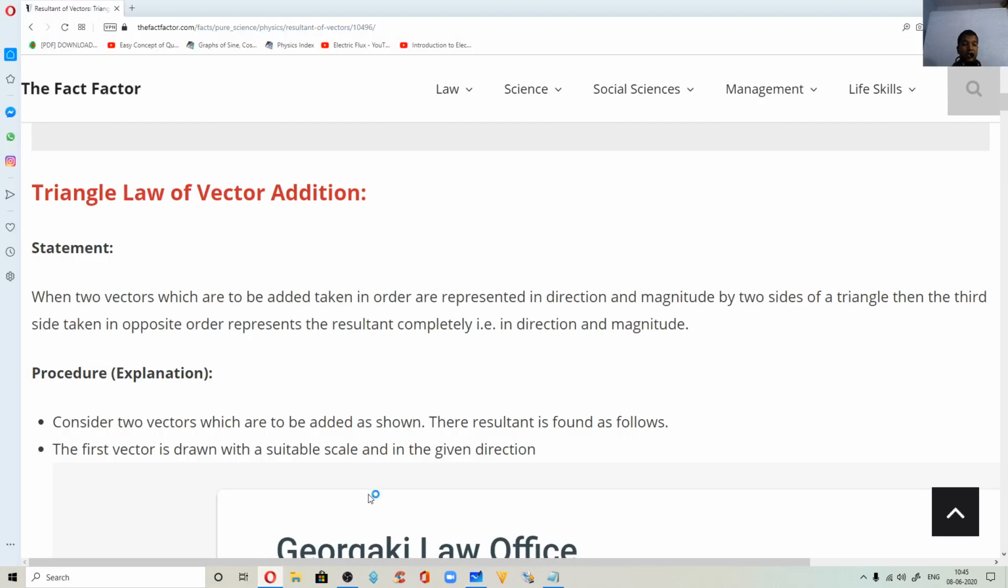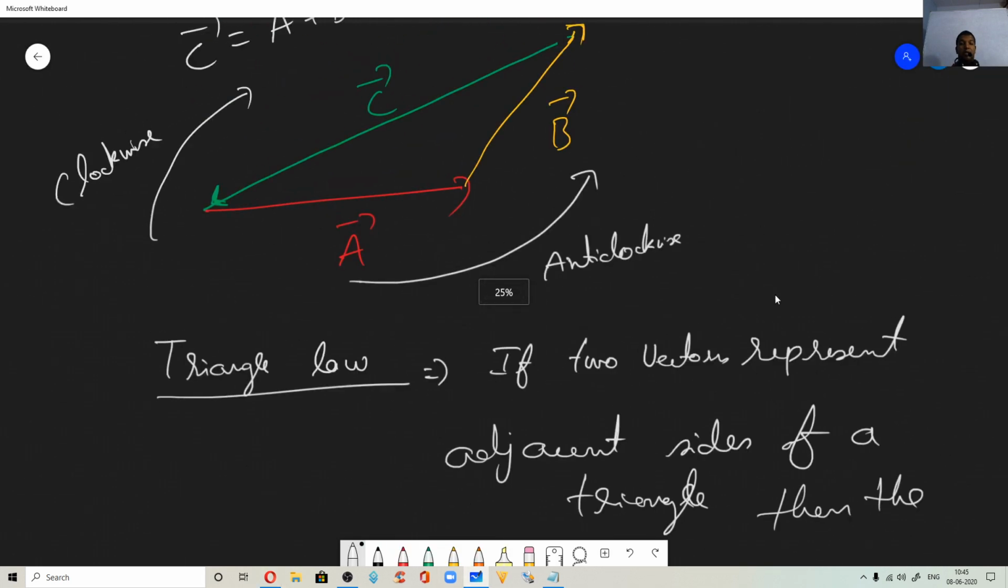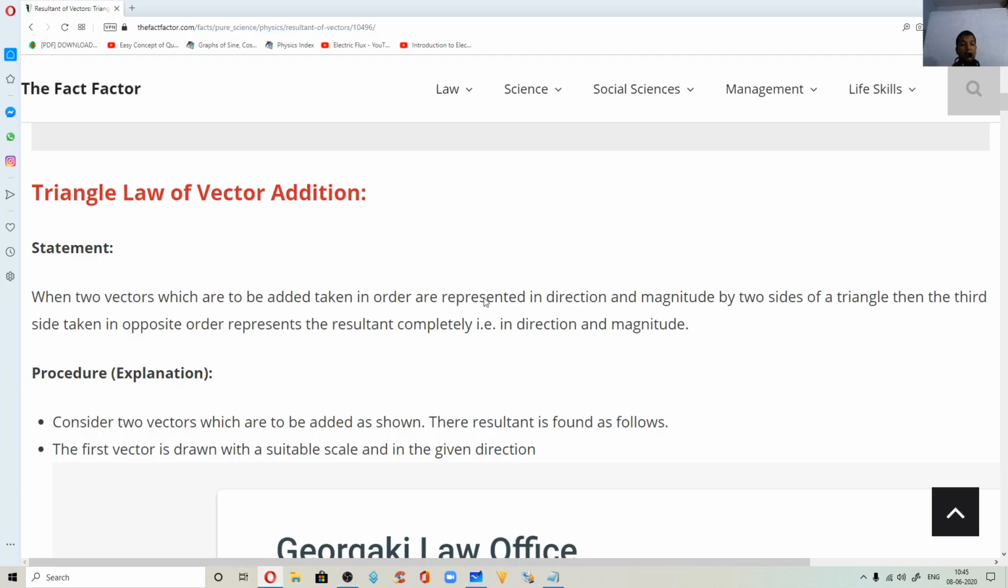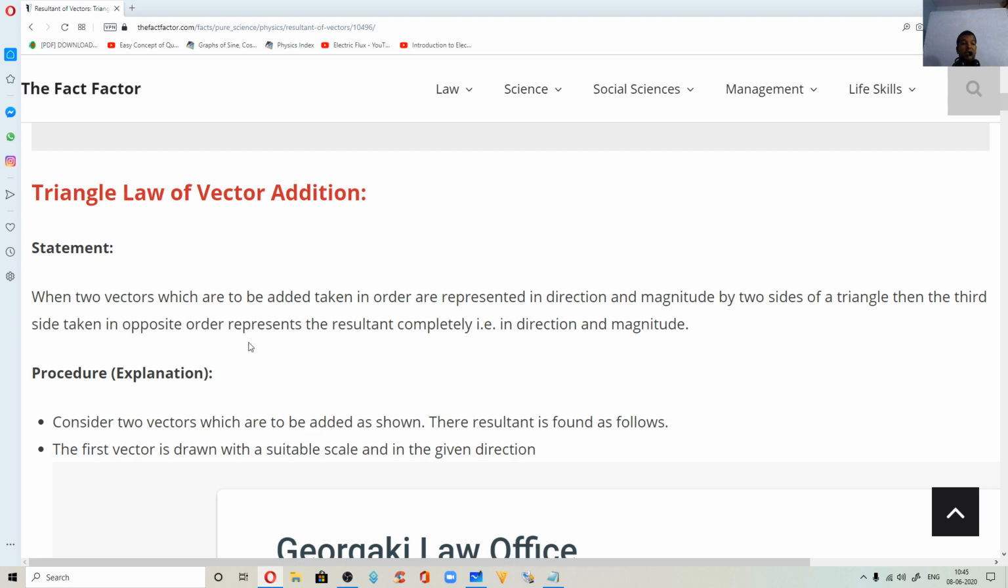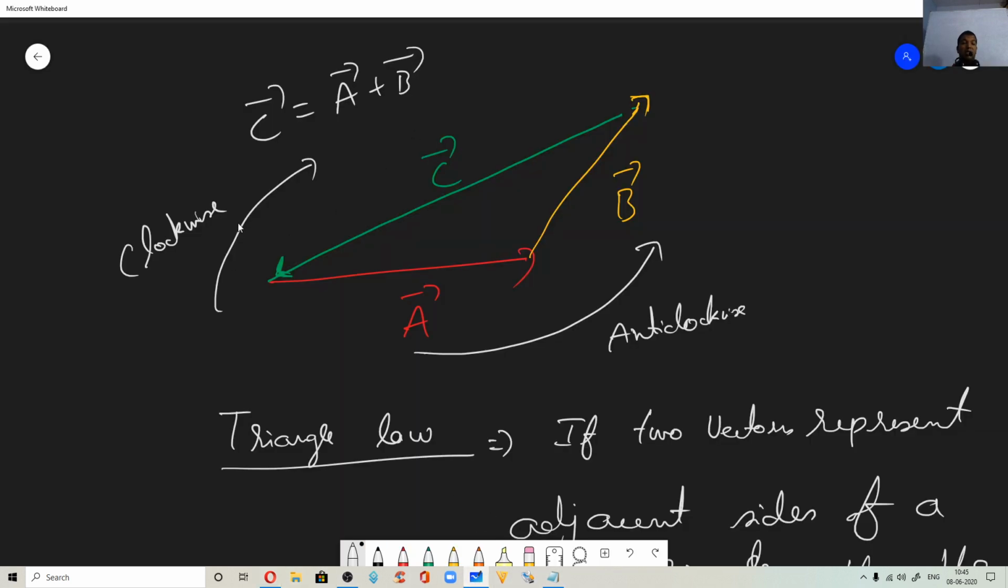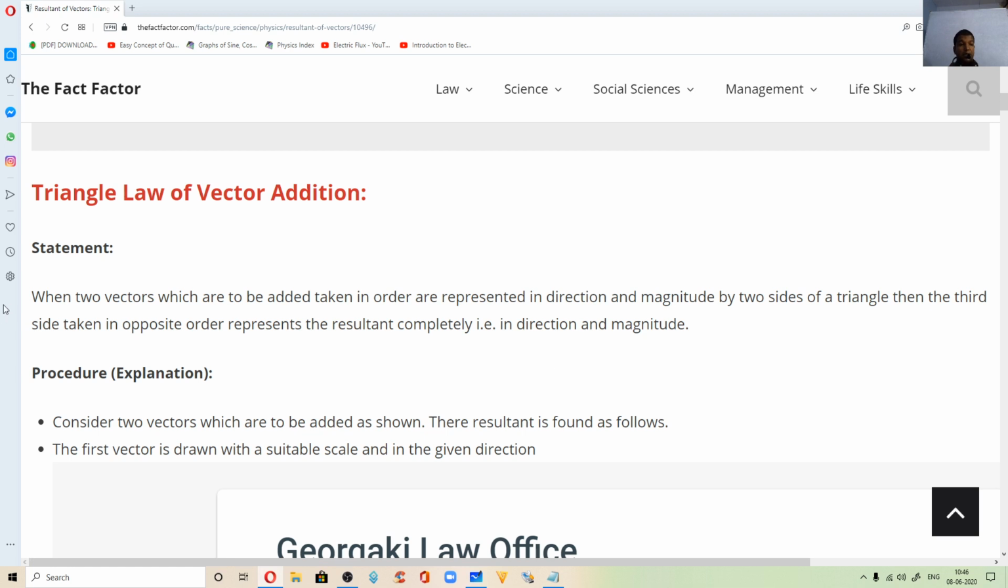You can take down the statement for the triangle law. When two vectors which are to be added are taken in order, here I have taken anti-clockwise order in this particular diagram, and are represented in direction and magnitude by two sides of a triangle, so these vectors A and B look like two sides of the triangle, then the third side taken in the opposite order, that is the clockwise direction, so the arrow must be this way, represents the resultant completely, that is in direction and magnitude.